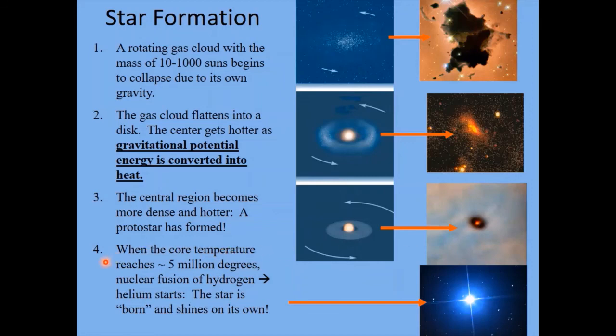When the core temperature reaches approximately 5 million kelvins, it's sort of like a magic trigger threshold temperature. Nuclear fusion can start, and hydrogen fuses into helium. And we'll learn about this more when we talk about nuclear physics later in the course. But this is when a star is technically born and starts to shine on its own. So the energy that basically got the star hot enough so that it could start to shine was originally gravitational potential energy.